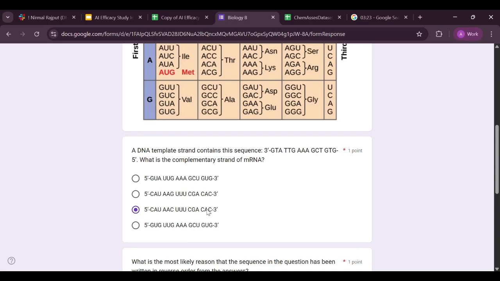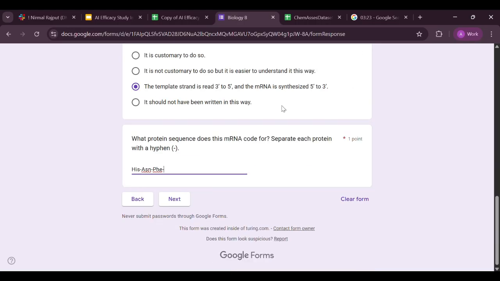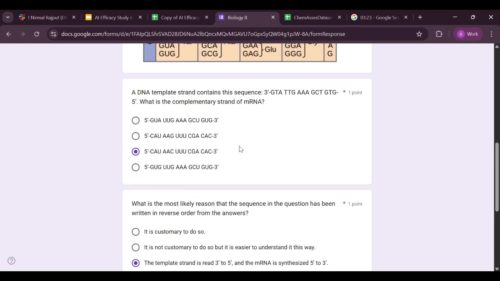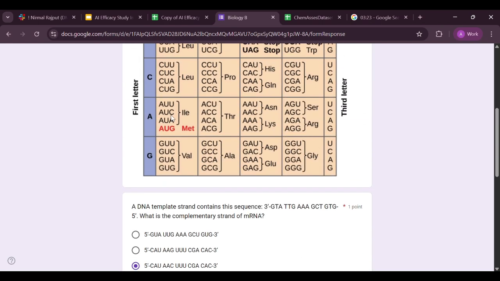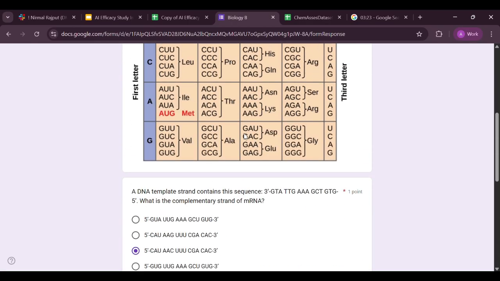It is CGA. Where is CGA? Yeah, it is here. It is ARG. So I will write ARG, hyphen, and the rest, CAC. CAC we can find over here. It is HIS. Okay, so this question is also completed.